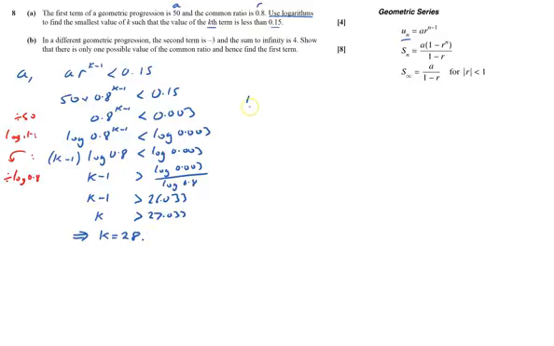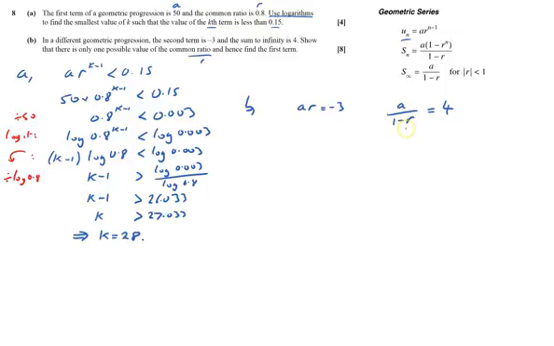I'll do part B here. In a different GP, okay, so that's why it is B, doesn't refer to the previous bit. Second term is -3, so that means that AR equals -3, and the sum to infinity is 4, so it says that A over 1 minus R is 4. Show there's only one possible value of the common ratio, and that's R, and hence find the first term.